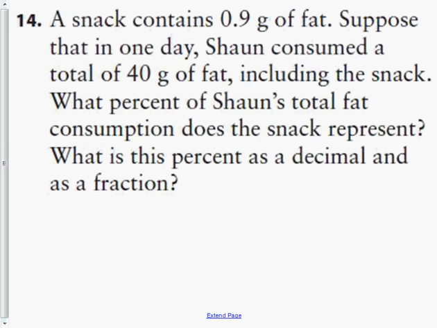So the first thing you need to remember is that a fraction expresses a part to a whole. So in this particular case, this whole day was 40 grams of fat. So that's going to be the denominator. And the part we're looking at is 0.9 grams.